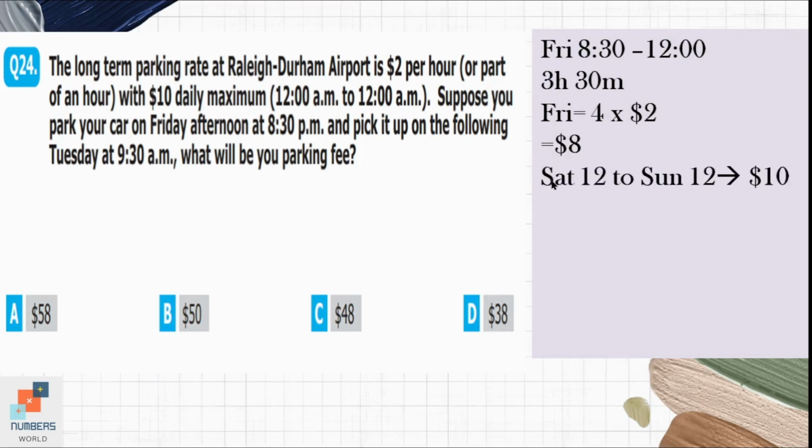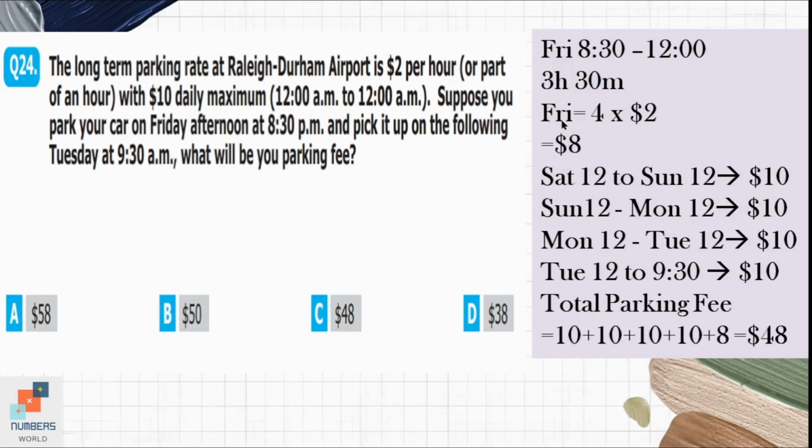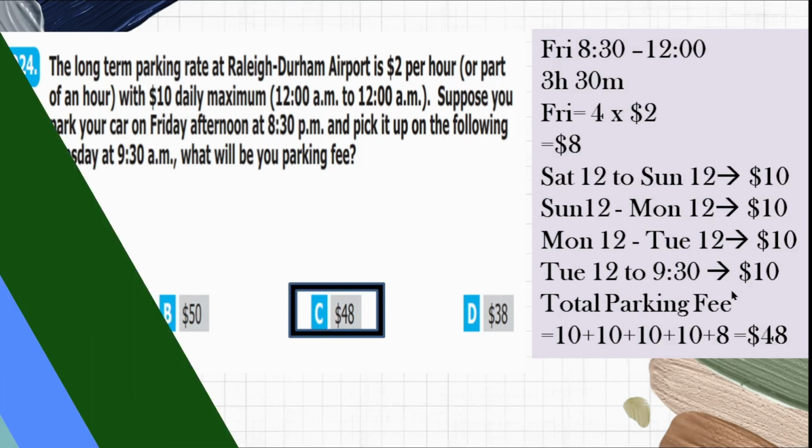Now, from Saturday 12 a.m. to Sunday 12 a.m., Sunday 12 to Monday 12 a.m., and Monday 12 to Tuesday 12 a.m., the maximum parking fee is $10 for each day. From Tuesday 12 a.m. to 9:30 a.m., there are 9 hours and 30 minutes, but the maximum parking fee after 5 hours is $10. So a similar amount is going to be charged for 9 hours and 30 minutes. Now we will calculate the total parking fee by adding all the numbers, that is equal to $48, which is our option C.